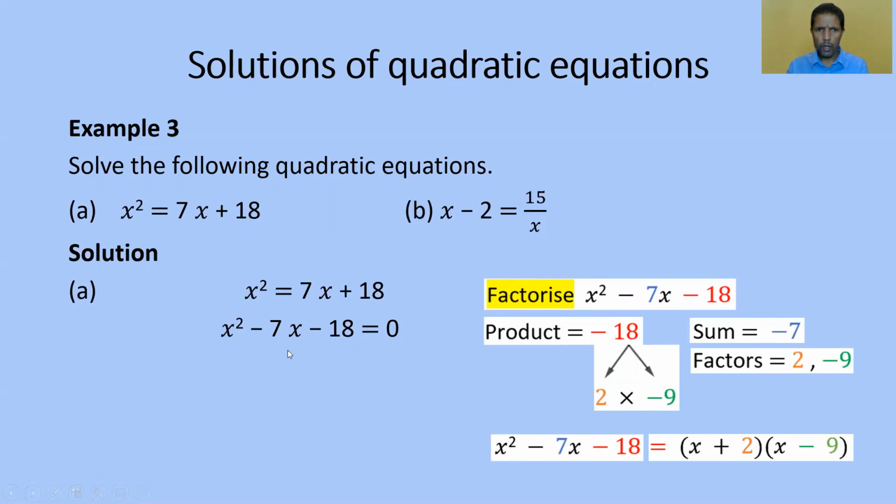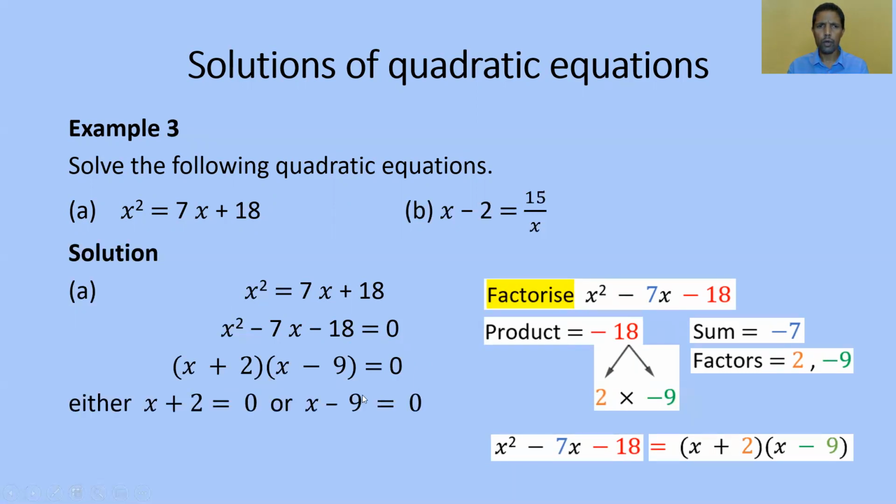Therefore, to factorize x squared minus 7x minus 18, we have x plus 2 into x minus 9. Using the null factor law, we have either x plus 2 is equal to 0 or x minus 9 is equal to 0. Therefore, x is equal to negative 2 or x is equal to 9.